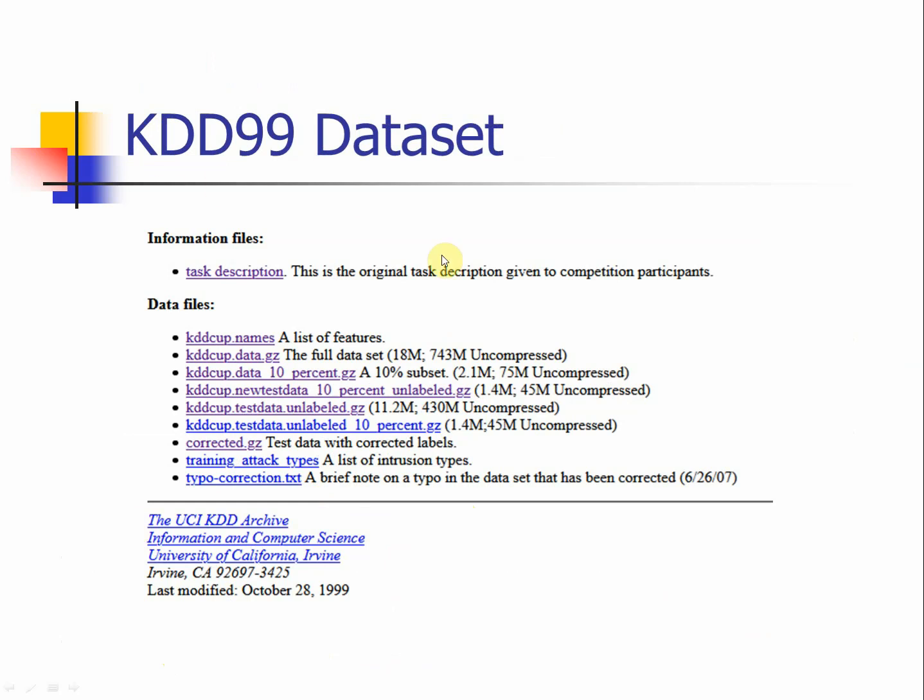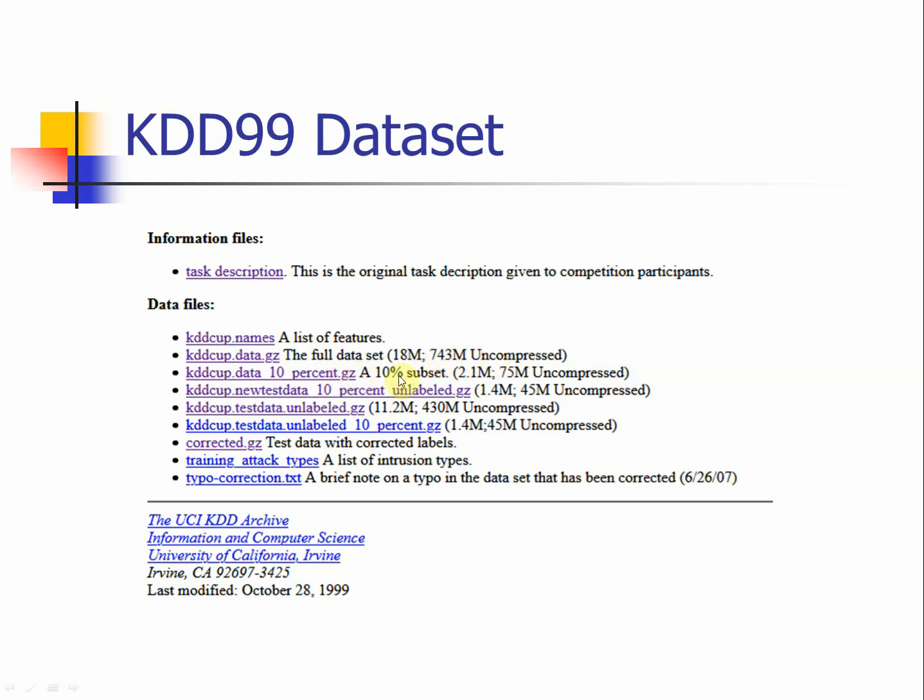So if you go into the link I provided earlier, you will see this kind of thing. The task description is basically the introduction I gave to you guys. Then there are different sets of files. The first one is a list of features, which talks about those 31 attributes. Then there is the data set over here. The full training data set after zip is about 18 megabytes. After you unzip it, it's close to 743 megabytes.